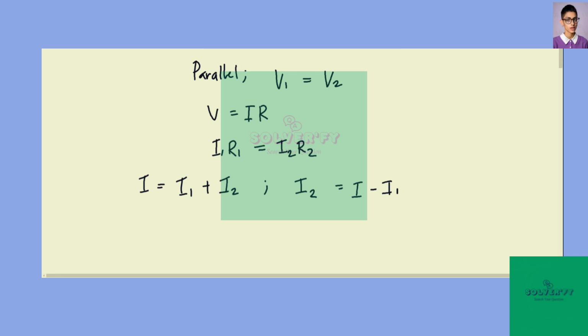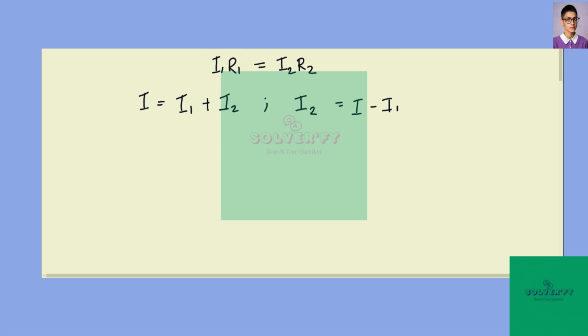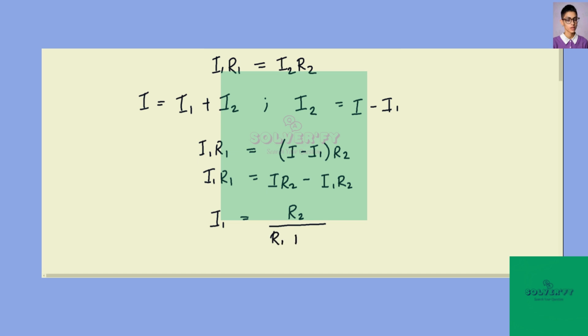So substituting in the first equation, we have I1 R1 is equal to (I minus I1) R2, or this is equal to I R2 minus I1 R2. So rearranging this will give us I1 is equal to R2 divided by R1 plus R2 times I.